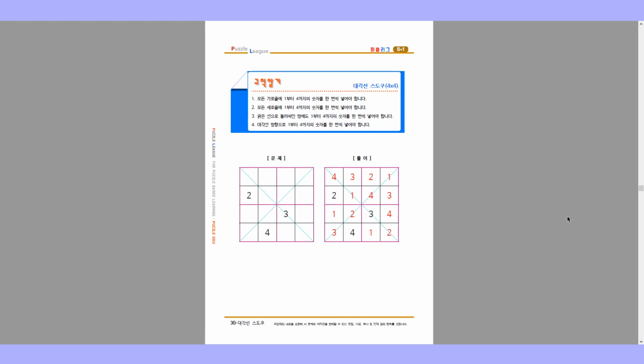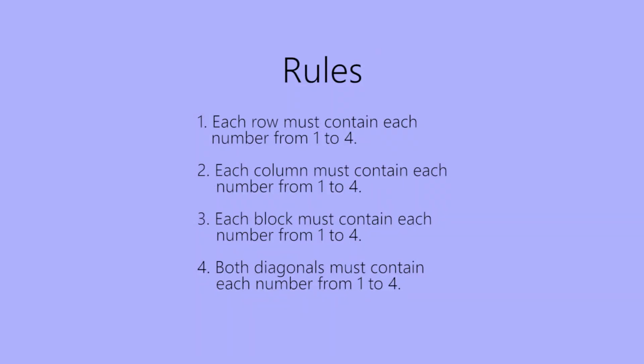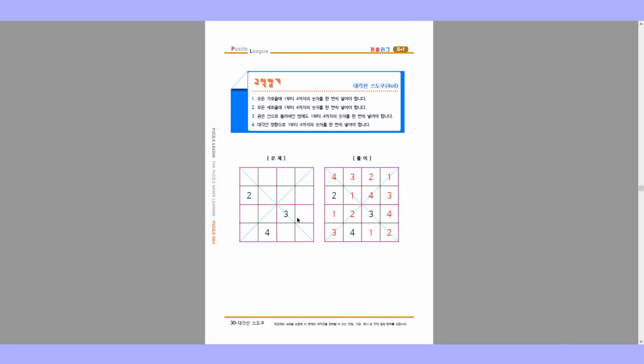Here are the rules. Each row must contain each number from 1 to 4. Each column must contain each number from 1 to 4. Each block, outlined in bold, must contain each number from 1 to 4. And both diagonals must contain each number from 1 to 4. As you can see here, there are 2 diagonals per puzzle.